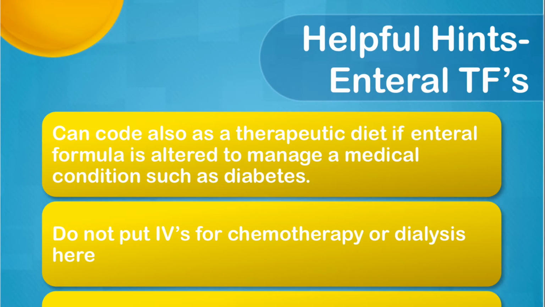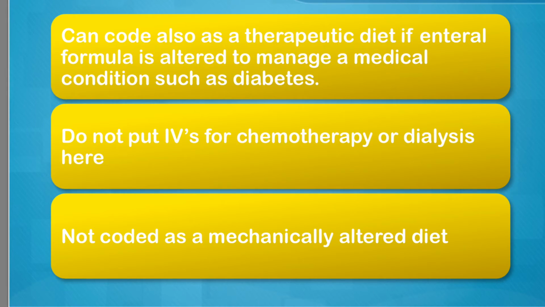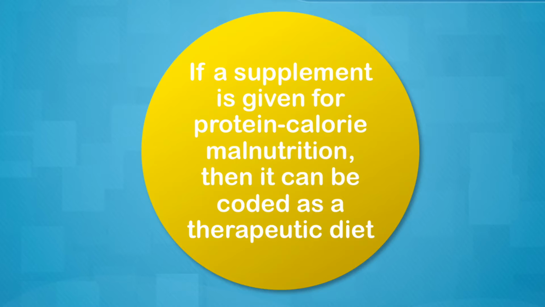Here are some helpful hints for coding enteral feeds. You can code also as a therapeutic diet if the enteral formula is altered to manage a medical condition such as diabetes. Do not put IVs for chemotherapy or dialysis here. We do not code them as a mechanically altered diet. In addition, if a supplement is given for protein-calorie malnutrition, then it can be coded as a therapeutic diet.